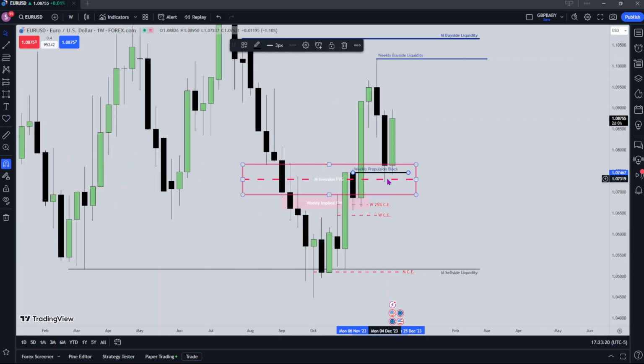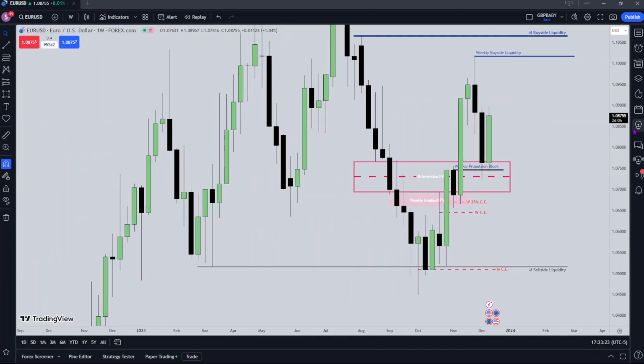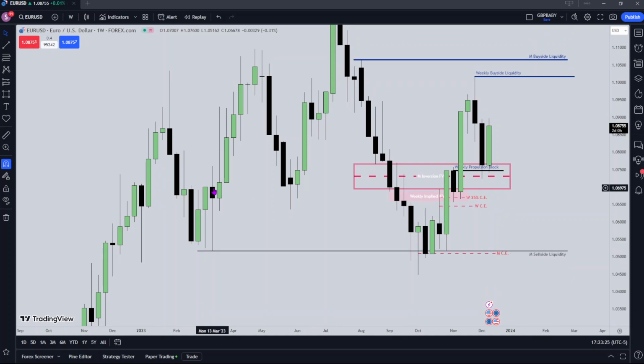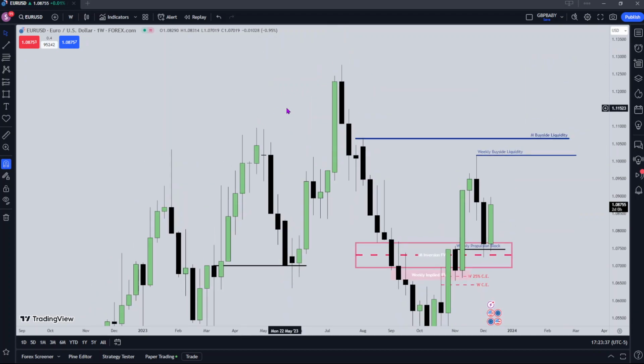Another example of where a propulsion block would be, in case you guys are struggling to understand, would be, say, here. So we have an order block, we trade higher, we take out these highs. When price comes back down to this order block, we anticipate price to propel from that level. Price trades into that level, and then what happens? Price propels higher, taking out these highs. So I hope that makes sense.